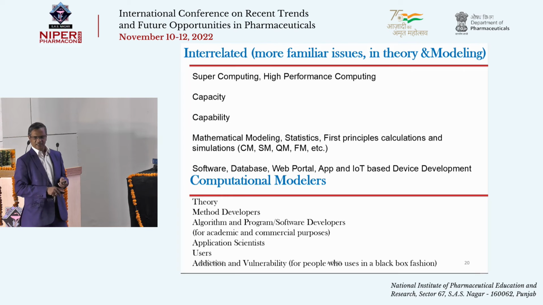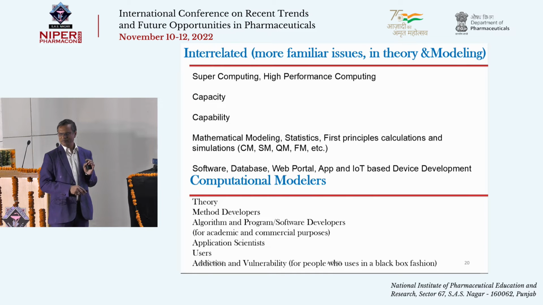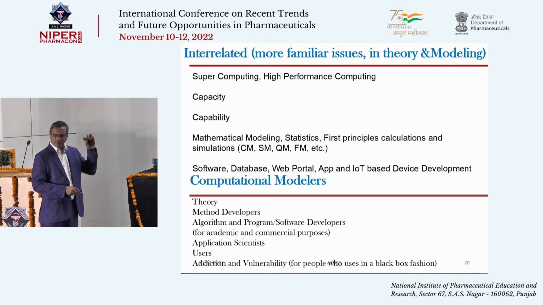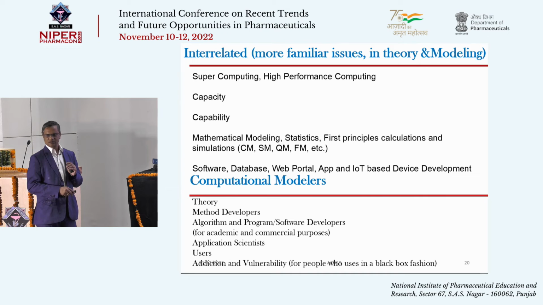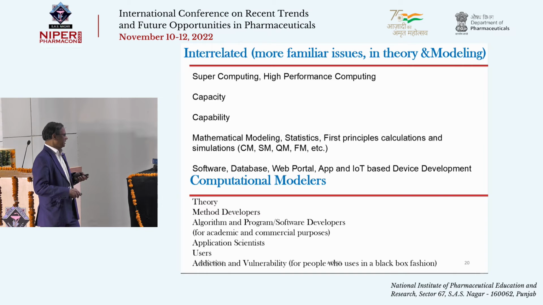And there are application scientists who try to effectively utilize these softwares, and there are users, and the users are very high in our country. And probably about 30, 40 years before, we used to have a large number of theory people, but somehow the algorithms, programs and software developers' number is getting down. Very, very small number is there compared to the size of the country. When the users are more, if they have no idea about the methods, algorithms and theory, they are sort of becoming addicted to using them because they use it as a black box program.